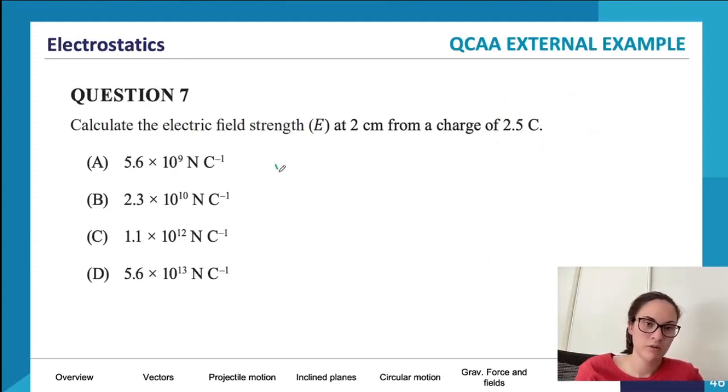So we got the work from A to B is equal to the electric point charge of A minus the electric point charge of B.